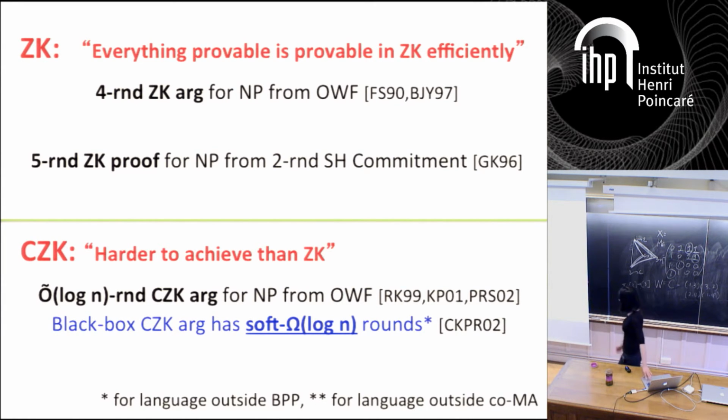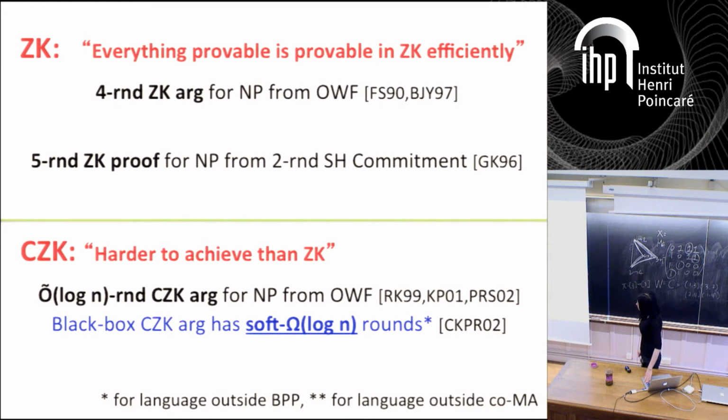In the sense that if you think about those zero knowledge protocols that admit a black box simulation, where the simulator doesn't depend on the code of the verifier, then a concurrent zero knowledge argument must have a logarithmic number of rounds.